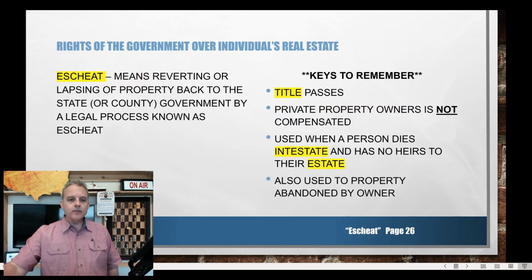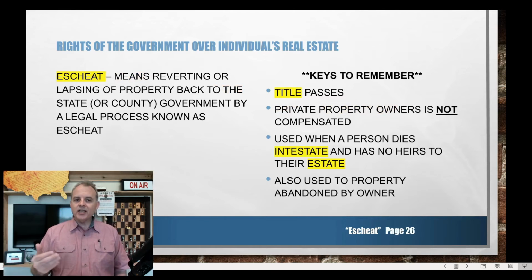The next thing we're going to talk about is a term or a doctrine called escheat. And the way I remembered this when I was a student is the root word cheat, escheat. And it basically means reverting or lapsing of property back to the state, in our case, the county or the government, by a legal process, and the legal process is known as escheat. Now, when do we use escheat? There's a couple of ways. Number one is we use escheat when somebody dies and there's no heir.